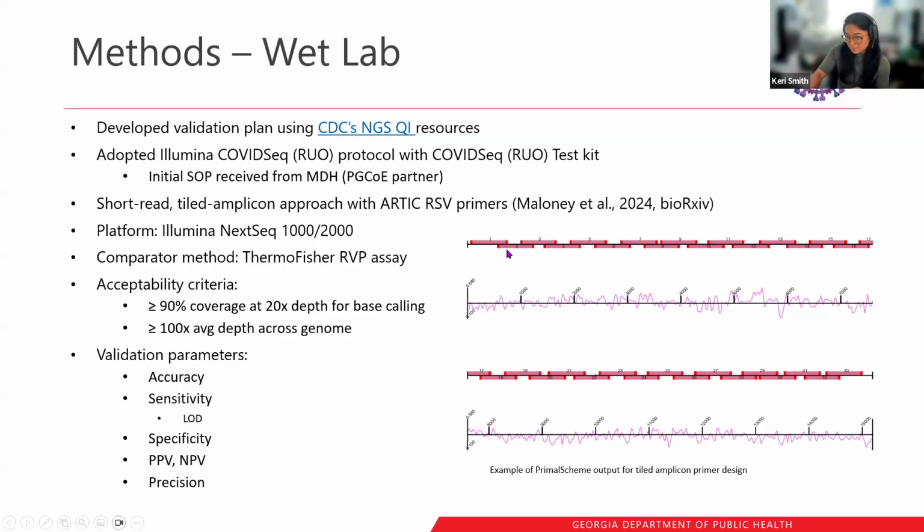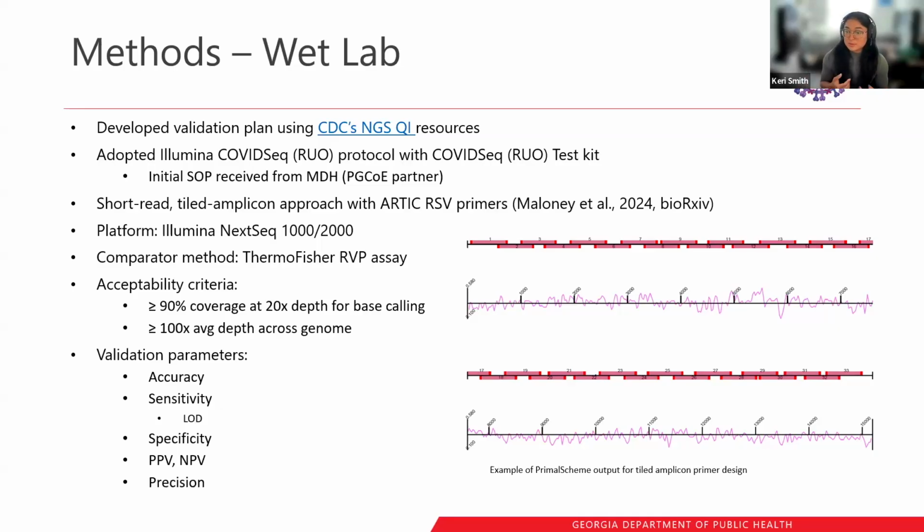The platform we're using is the Illumina NextSeq 1000 and 2000. For the validation, the comparator method that we're using is the Thermo Fisher RVP assay. It is the respiratory viral panel, a pre-amplification PCR assay that detects 41 different respiratory pathogens, and that includes RSV A and B. And this will be our ground truth for validation.